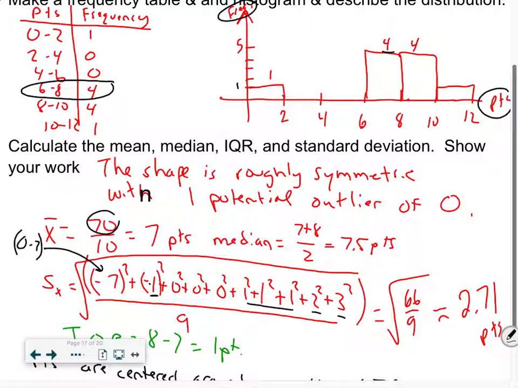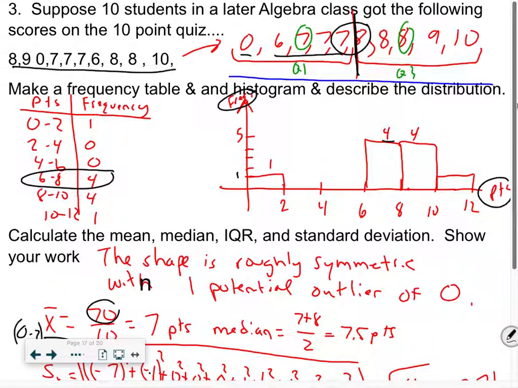So you square all of those, add them together, you get 66, and you divide by n minus 1, which is 10 minus 1, or 9. And then you square root. So the standard deviation is about 2.71 points. That describes the average or typical spread of the data.